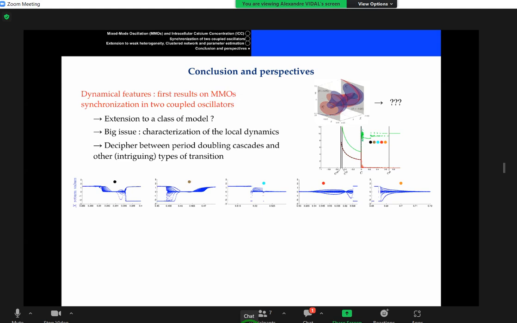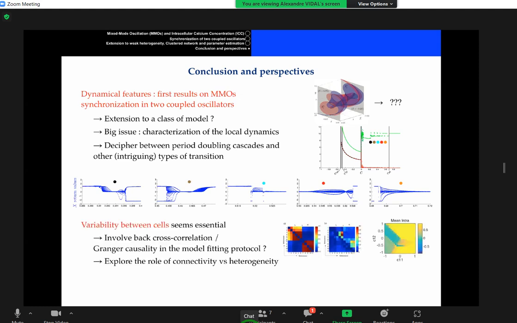We have a period doubling cascade and an inverse period doubling cascade, or it seems to be a pitchfork, some kind of cascade of pitchfork bifurcations, and so on. It's very intriguing, and we are very interested in that. And once again, the variability between cells seems to be essential.